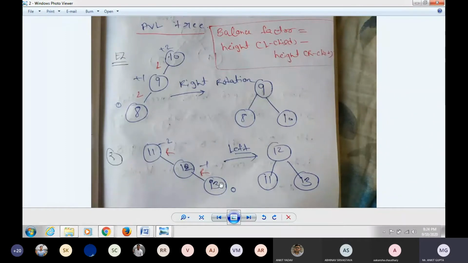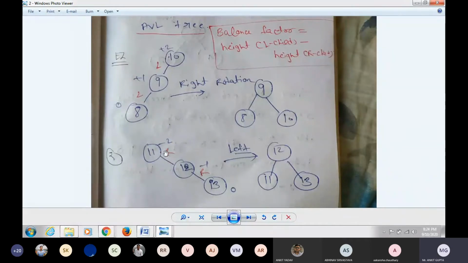Okay. So now I will check here the balance factor. 13: height of the left side 0, height of the right side 0. It is 0. 12: height of the left subtree, that is 0, minus height of the right subtree, that is only one height. So 0 minus 1, that is minus 1. Now 11: height of the left subtree, that is 0, minus 2. So it is unbalanced on the 11 node.